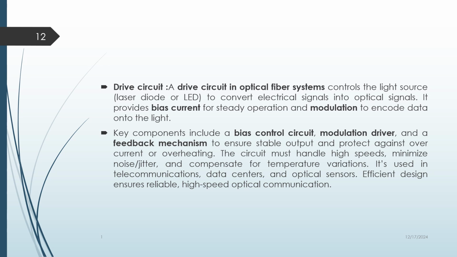The key components include a bias control circuit, a modulation driver and a feedback mechanism to ensure stable output and protect against current overloading. The circuit must handle high speed and minimize noise, jitter and time delay, which is also one type of noise. We have to minimize these in the driver circuit, and it should compensate for temperature variation. It is used in telecommunication, data centers and optical sensors. Efficient design ensures reliable high-speed optical communication.